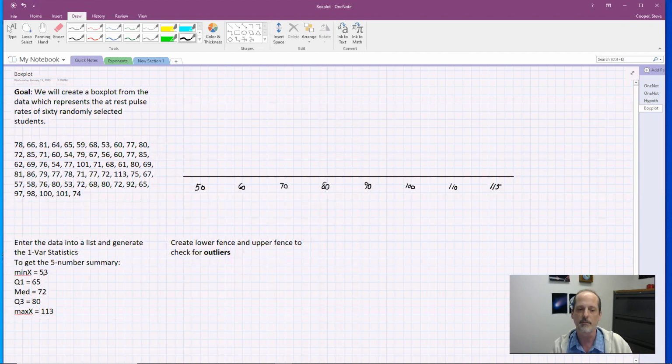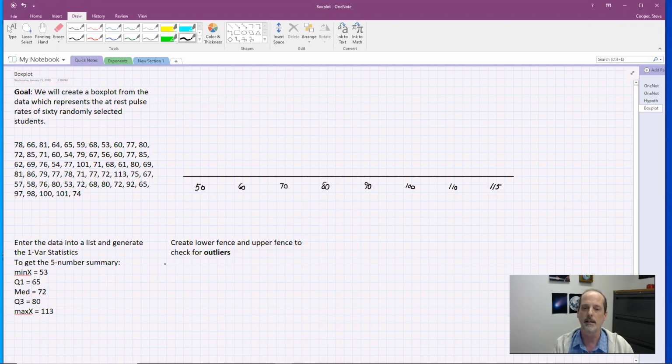minimum X. So that's the smallest piece of data. Pulse rate. Q1 is less than or equal to 65. And then the median is 72. Q3 is less than or equal to 80. And then the maximum value in the data was 113. Okay, so now we need to find the fences.